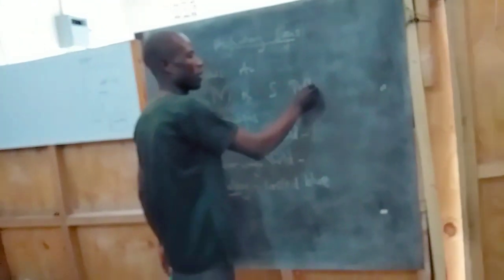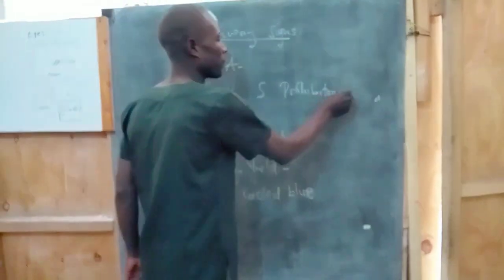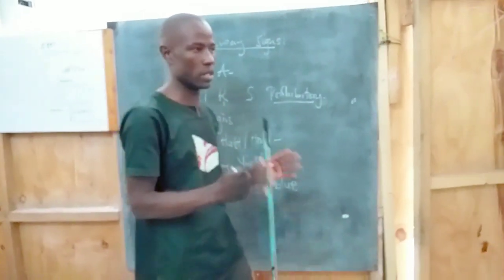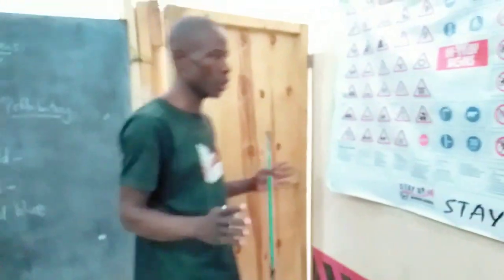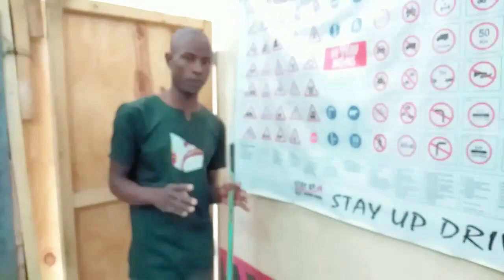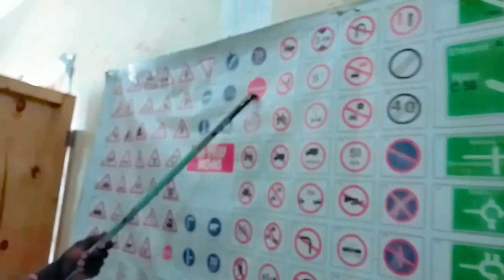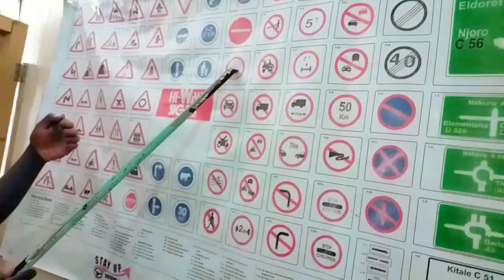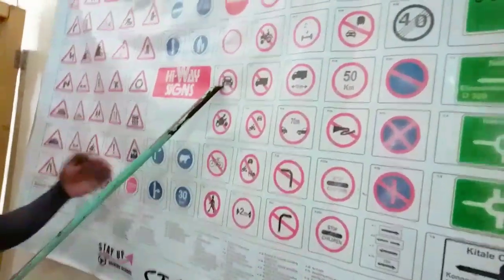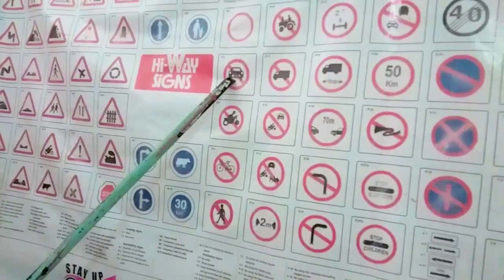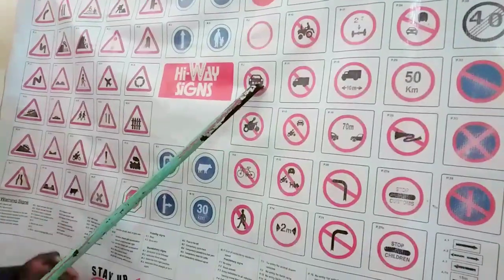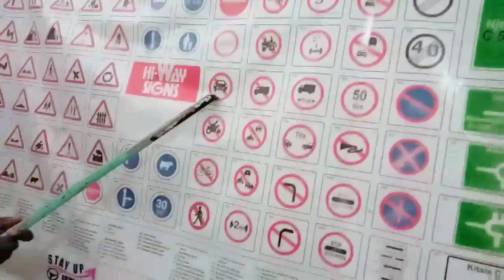The next category is the prohibitory signs. These signs prohibit and restrict. They say no, no, no. So those are prohibitions. From here, this one says no entry, then road closed, then no entry for vehicles with more than two wheels. That means from a tuk-tuk to any other vehicle above two wheels, not allowed to enter.